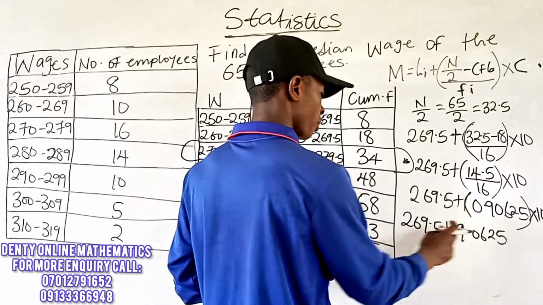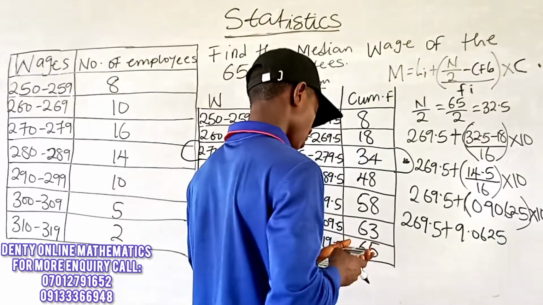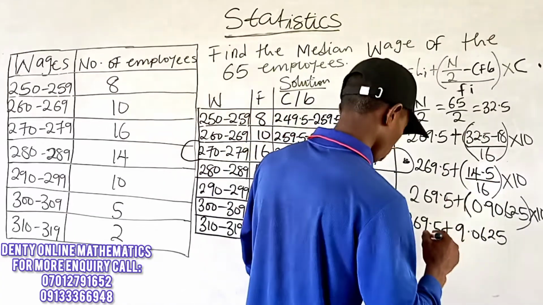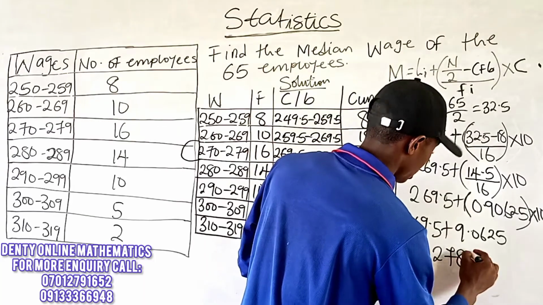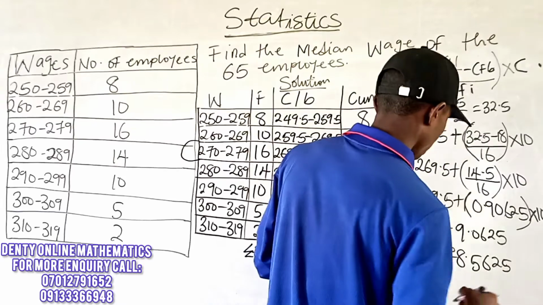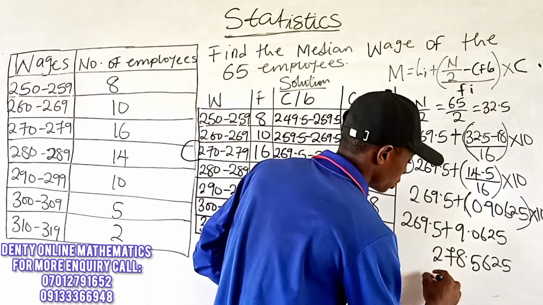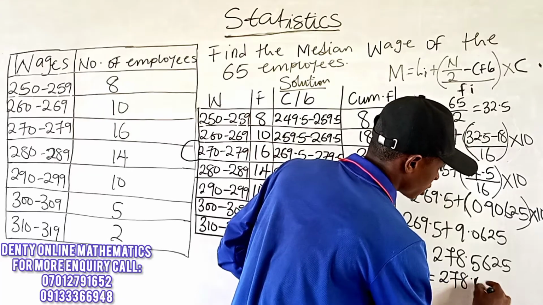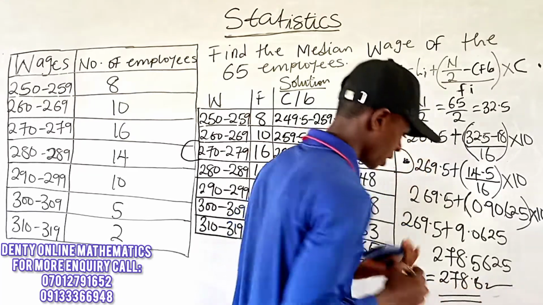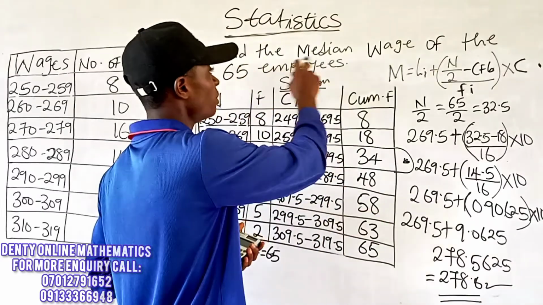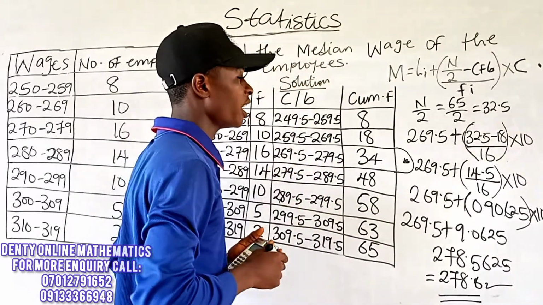Now 9.0625 plus 269.5. You are going to have another value which is what? 278.5625. Now, if you are taking it to one decimal place, you can just put it as what? 278.6. And this becomes the value for the median wage of the 65 employees.